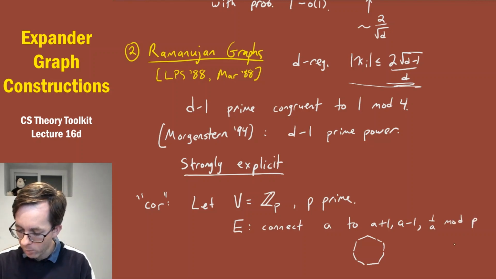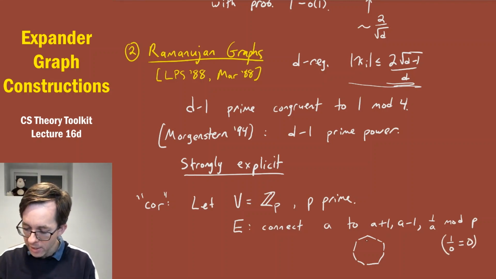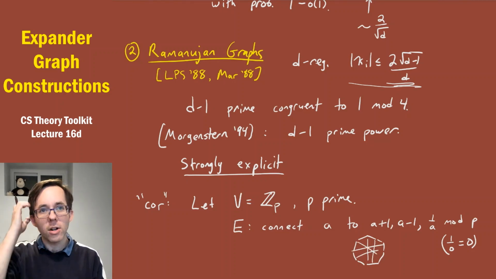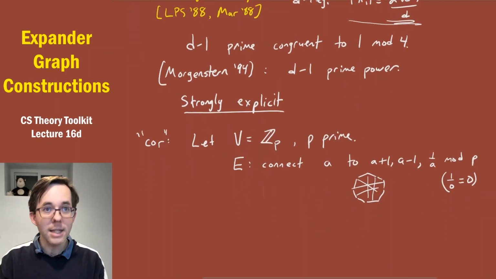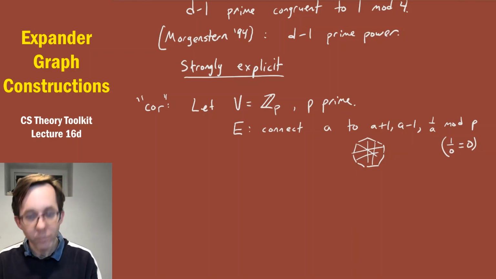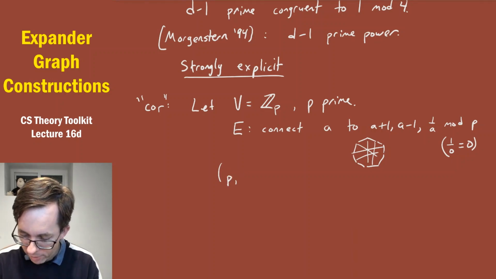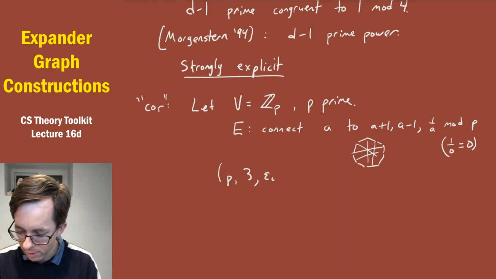Okay, and the pedants will ask, what if a is 0? Well, you treat 1 over 0 as 0. So you can just put a self loop on 0. Okay, and so this gives you chords. You know, 1 over a, if you do it twice, you get back to a. So this makes an undirected graph, and it gives you some chords. And they're pretty pseudo-random, as it turns out. And indeed, this is enough to give you a 3-regular explicit expander. Okay, so the theorem is that this is a p comma 3 comma epsilon 0 spectral expander.